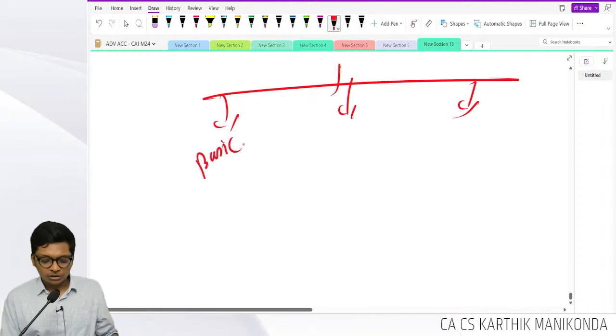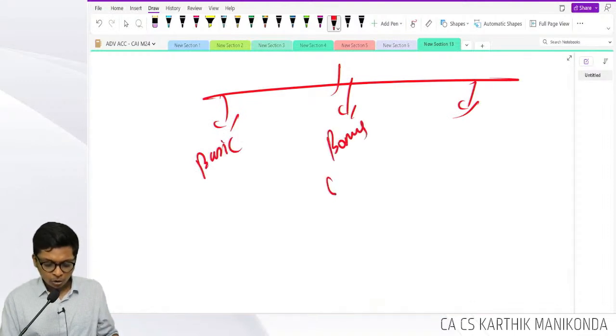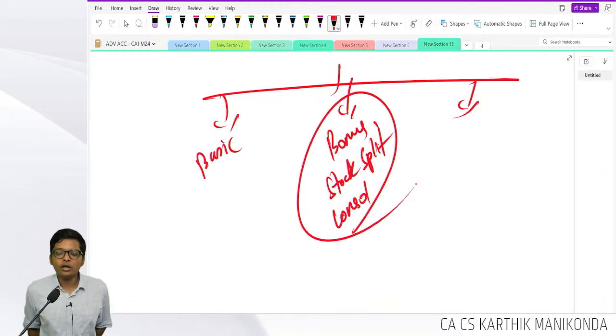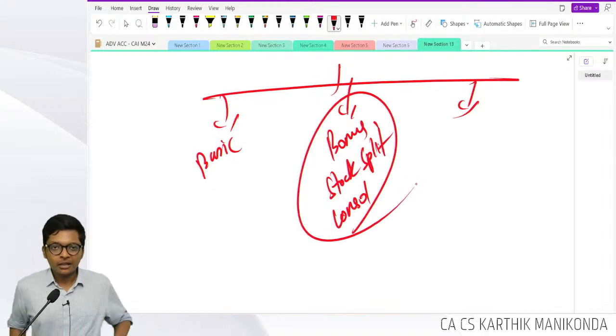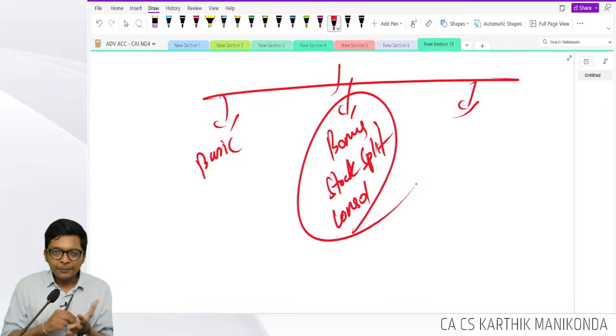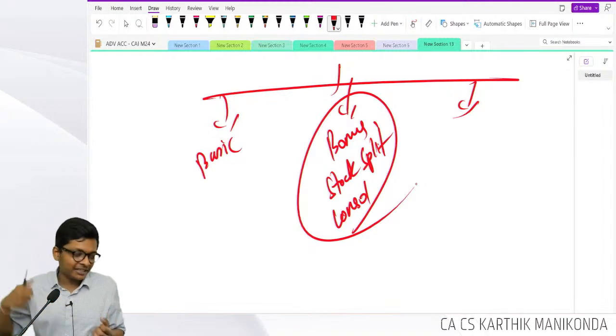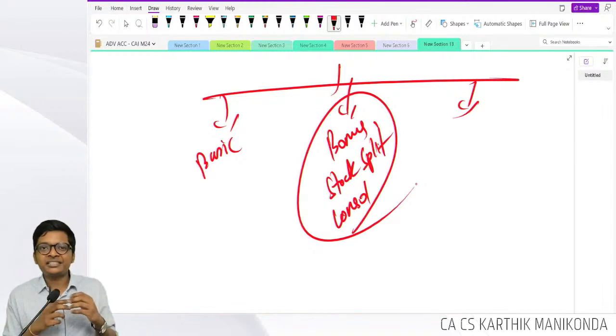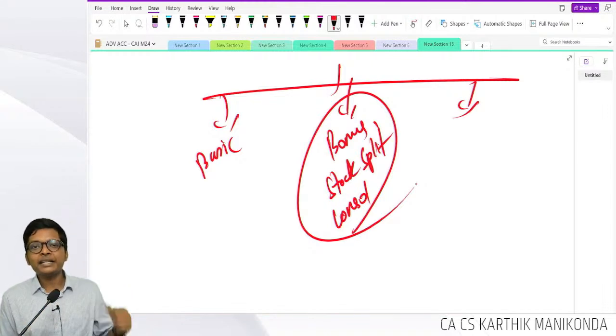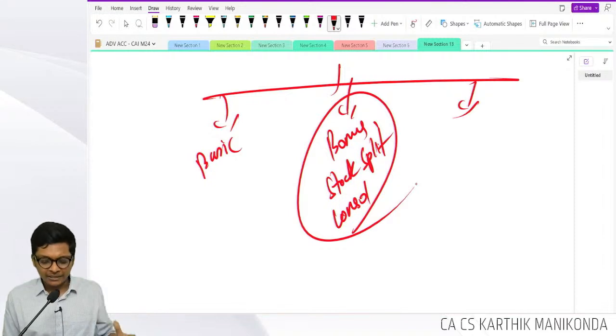Here we have scenarios like bonus, stock split, consolidation of shares. For all of this, the answer is simple. It's very easy. Report EPS as if bonus is given in the previous year. Report EPS as if bonus is given in the beginning of the reporting period.